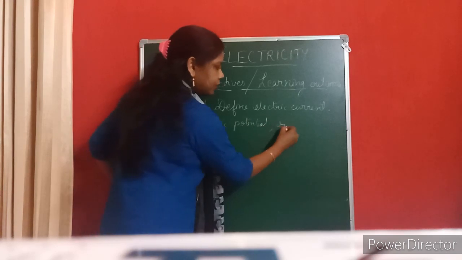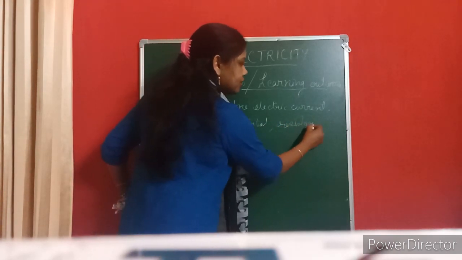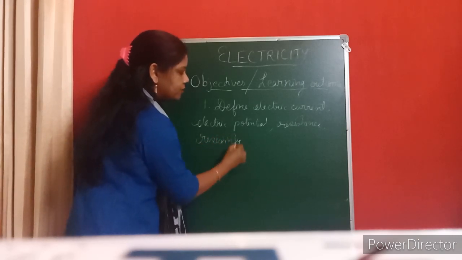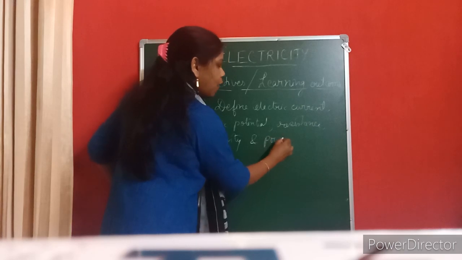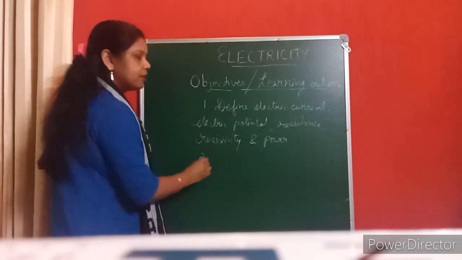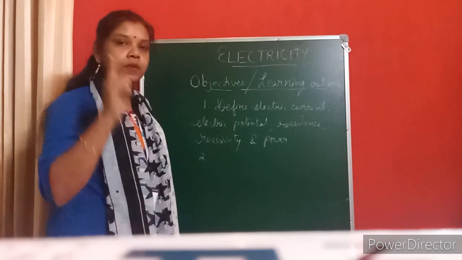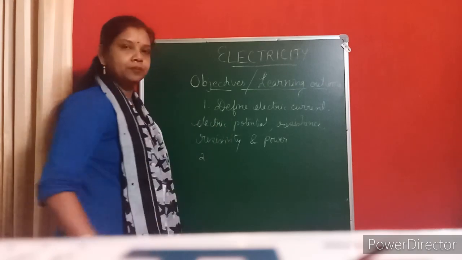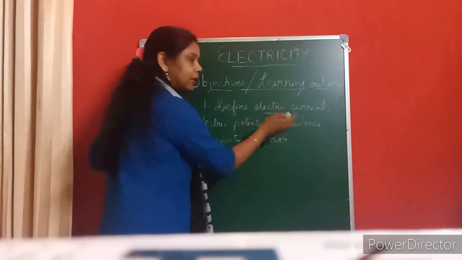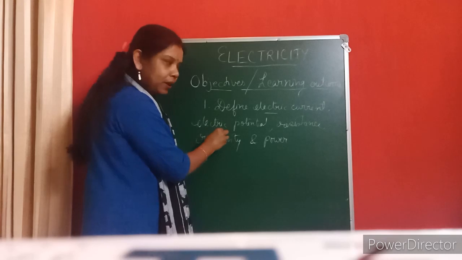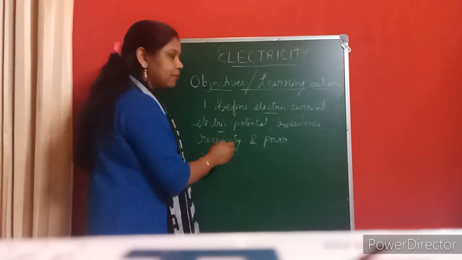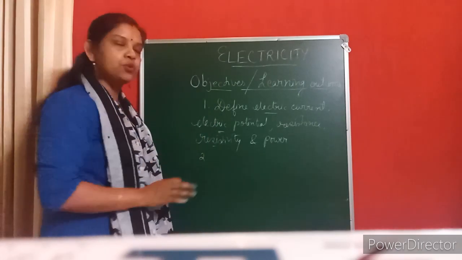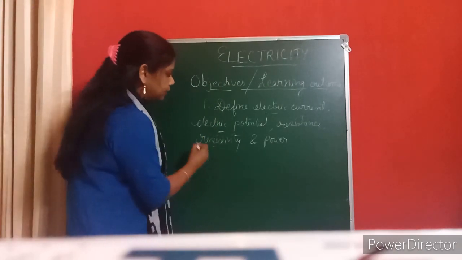Then we should be able to understand the meaning of resistance. We'll find another term there, resistivity. We will be able to define this resistivity as well as the power of the circuit. No doubt we will study current at the beginning, potential at the second topic, resistance at the fourth topic, resistivity at the fifth, and power at last, but we will come to know these definitions after going through the chapter.